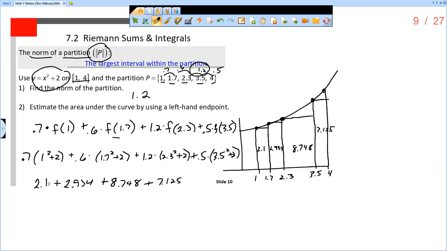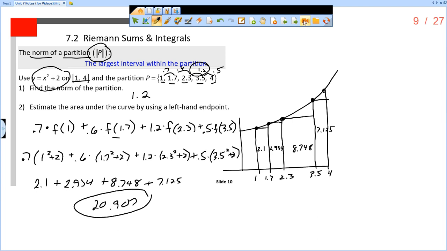the left-hand endpoint, right? We're going to add all those together, right? So I have 7.125 plus 8.748. And of course, you should be able to do this calculation pretty simply. 2.934 and then plus 2.1, right? So together, this gives us 20.907, which would be our estimate of the area under this curve, all right, using a left-hand endpoint.